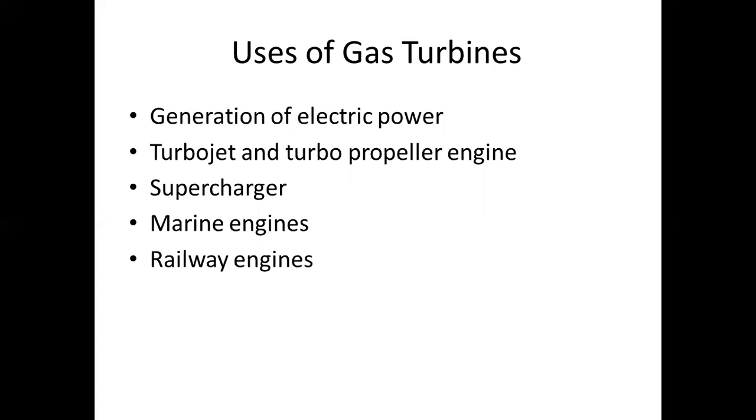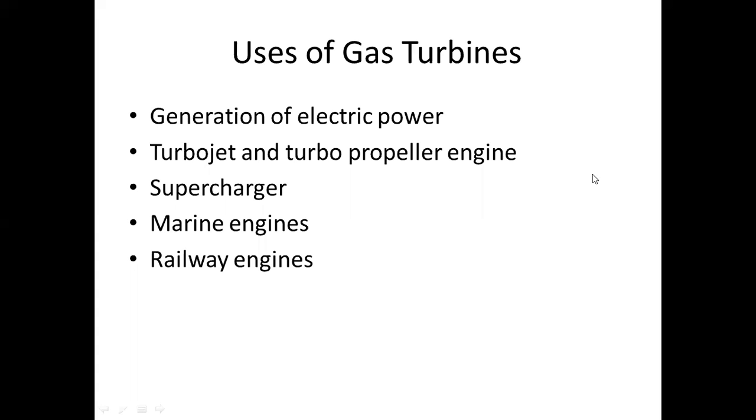Use of gas turbines. Gas turbines are used for generation of electric power. The gas turbines are extensively used in the generation of electric power. The largest gas turbine plant is installed in Switzerland. It consists of two turbines of total capacity 40 megawatt.